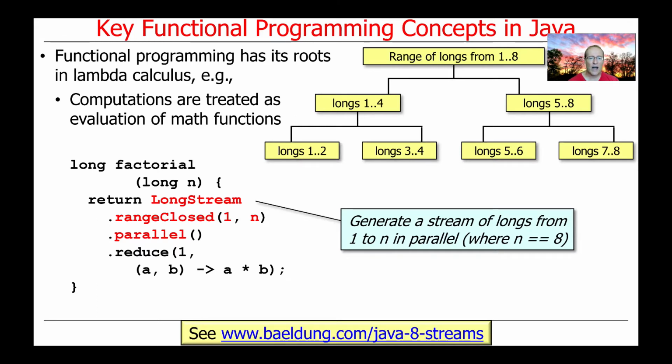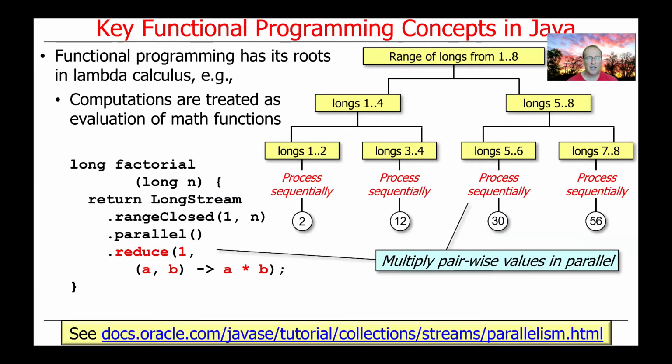And then we're going to go ahead and split up that input sequence into little chunks. And then these little chunks are all going to run in parallel. Each of these little chunks will run sequentially to do multiplication of values pairwise. But all these things are going to run at the same time on different cores. So we're going to multiply 1 times 2 on one core. We're going to multiply 3 times 4 on another core. We're going to multiply 5 times 6 on yet another core. Multiply 7 times 8 on yet another core. And all those things will take place in parallel.